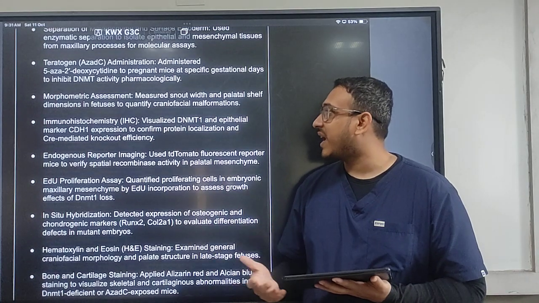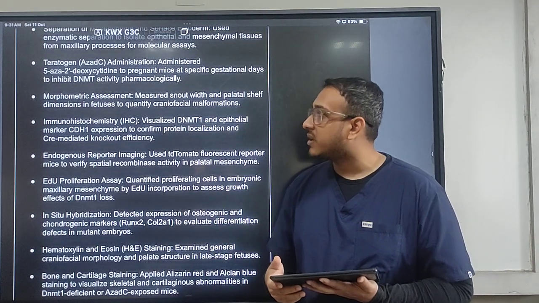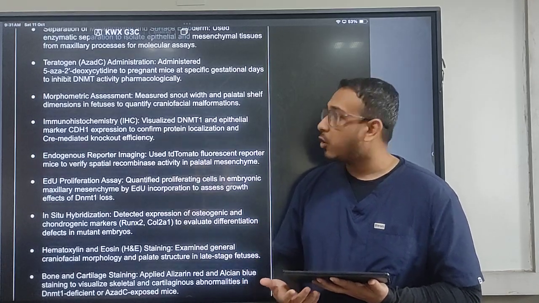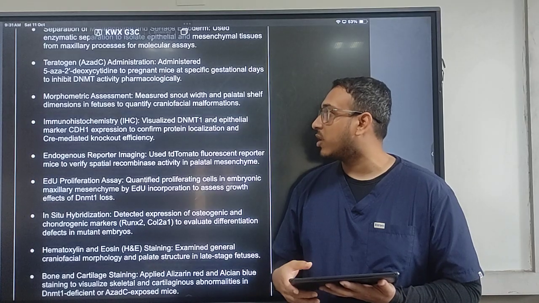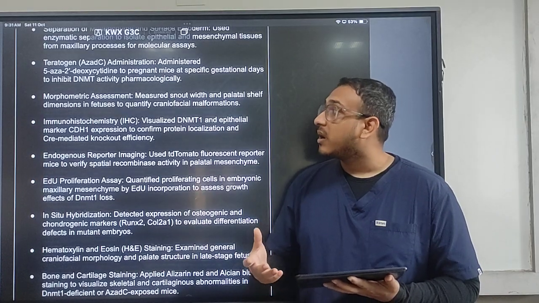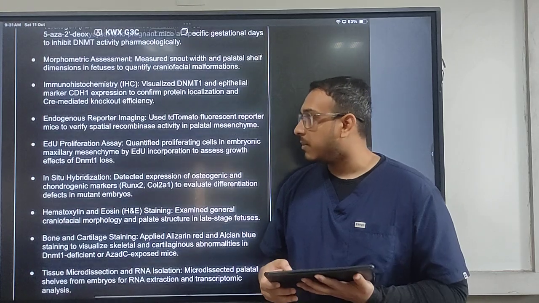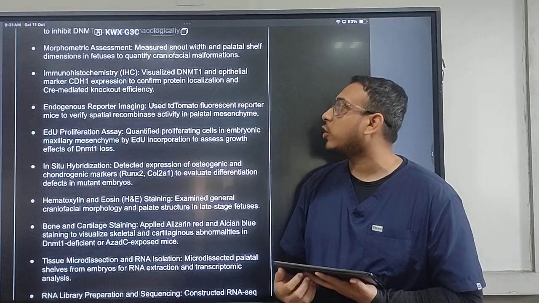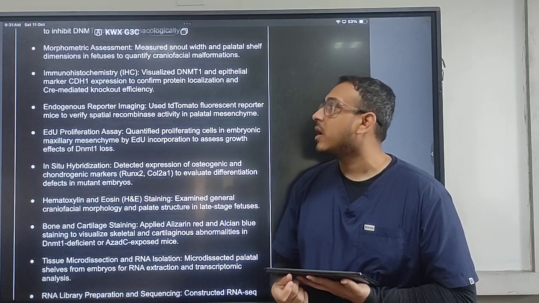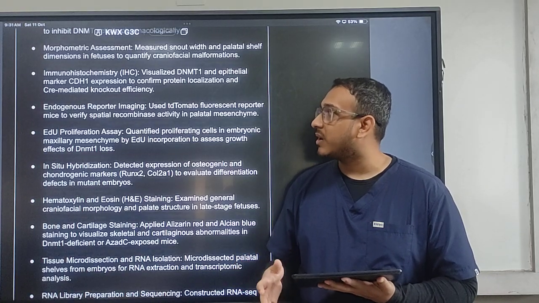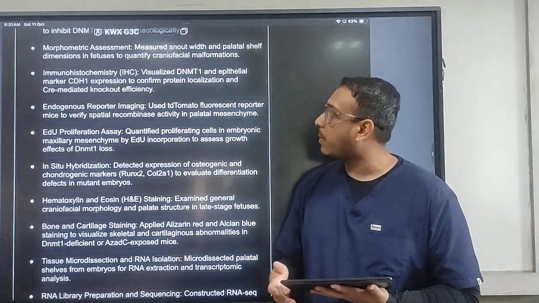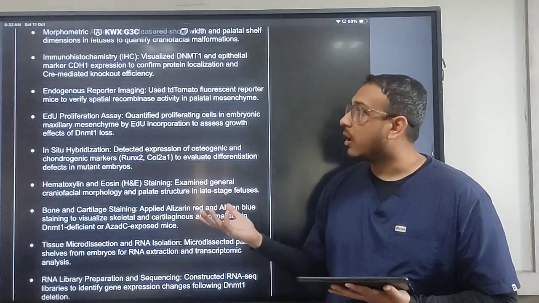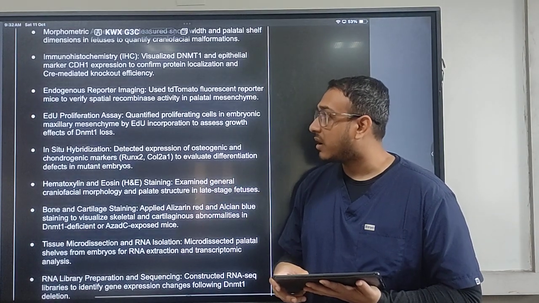Also, they visualized DNMT1 and epithelial marker CDH1 expression by using immunohistochemistry to confirm the protein localization and Cre-mediated knockout efficiency. Then they used the tdTomato fluorescence reporter mice to verify spatial recombinase activity in the palatal mesenchyme, where it actually occurred in the palatal region.